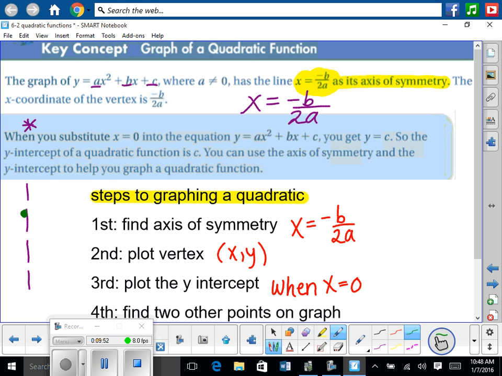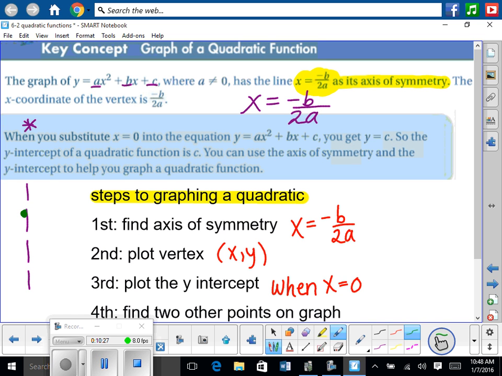So once you've plotted your vertex, the third thing you'll do is plot the y-intercept. The y-intercept is always, always, always, no matter the function, quadratics, linears, exponentials, any function, where it's crossing the y-axis, and it's always when x is equal to 0. So if you want to know where the function is when x is equal to 0, you'll plug in 0 into your function. So if you want to know the y-intercept, you'll plug in 0 for x into the equation.